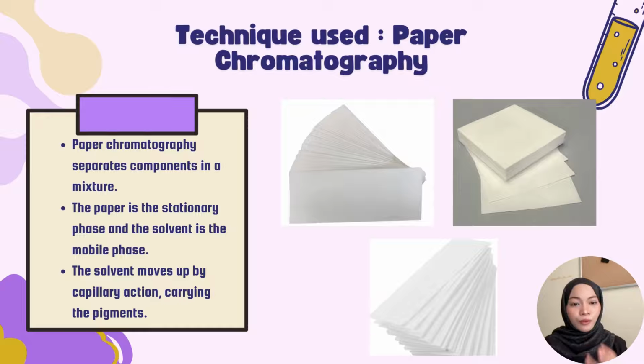As the solvent moves upward through the paper by capillary action, it carries the pigments along with it. The chromatography paper acts as the stationary phase. Different pigments travel at different rates depending on their solubility in the solvent and their attraction to the paper. As a result, the pigments separate into distinct bands at different heights on the paper.